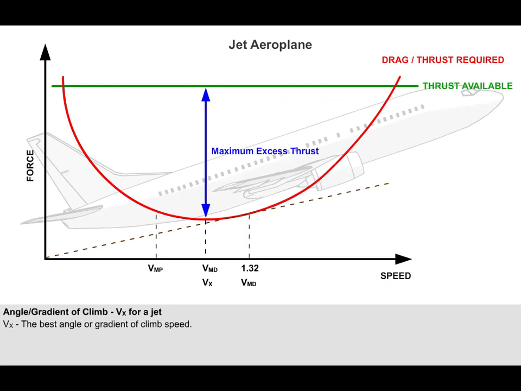This reference speed is 1.32 times the velocity of minimum drag, and its value is referred to as 1.32 VMD. Having identified the reference speeds, it is now more useful to remember that for a jet aeroplane, the speed for the best angle of climb, Vx, occurs at VMD. Flying at VMP, or 1.32 VMD, would not generate the same value of excess thrust, and therefore not generate as steep an angle of climb as would be achievable if the aeroplane were flying at VMD.